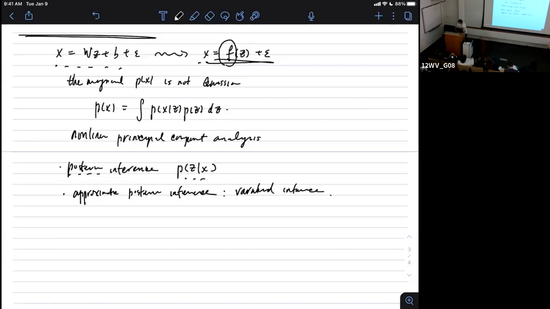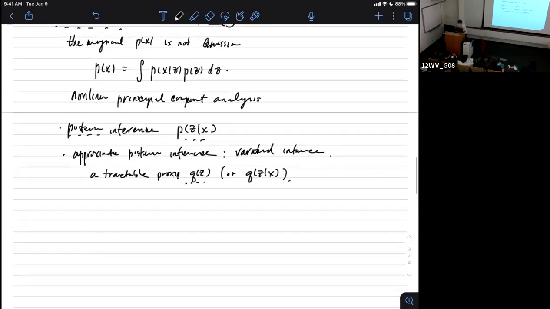In variational inference, our goal is to find a tractable proxy distribution. This tractable proxy is going to be Q of C, or sometimes people write it as Q of C given X. But the more appropriate way to say this is that we get Q of C for each and every individual X, because the choice of the Q does not have to be shared across all different X's. You can have a different Q for different X. But let's say Q of C or Q of C given X.